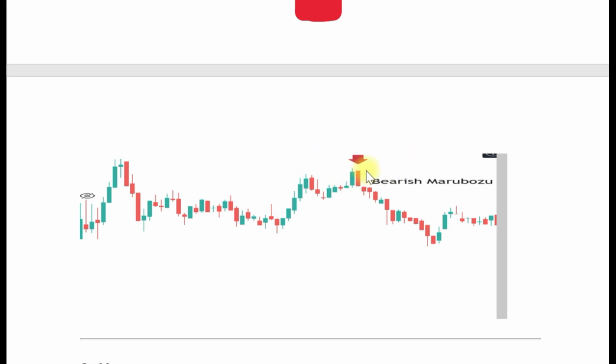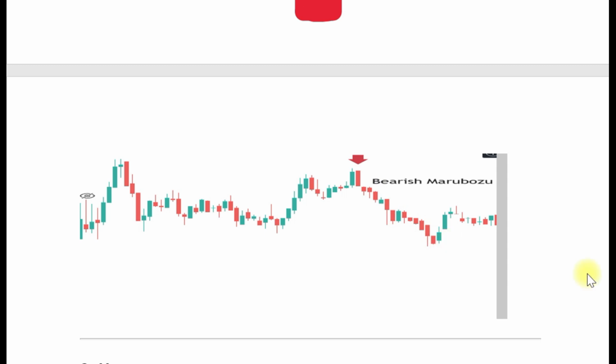In this chart you can notice a big red candle which indicates strong bearishness. The sellers are taking control and the price of the security has come down.